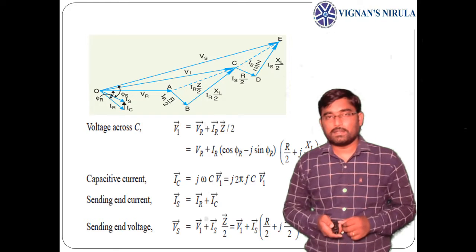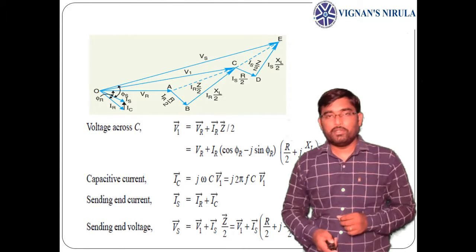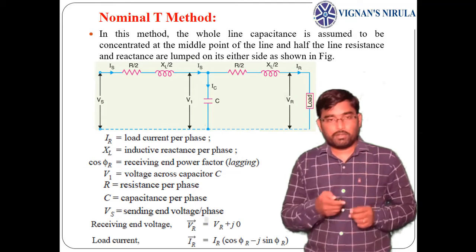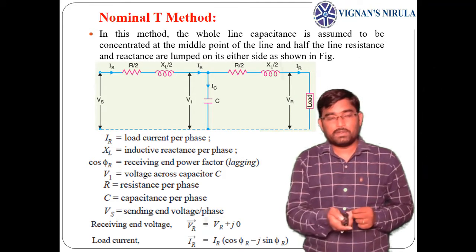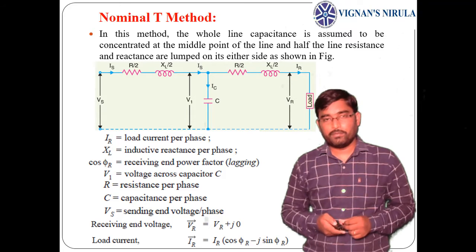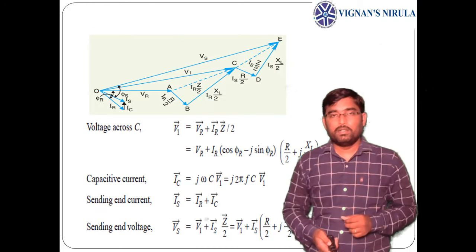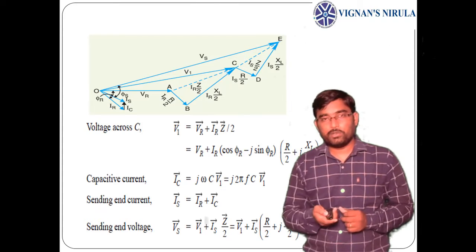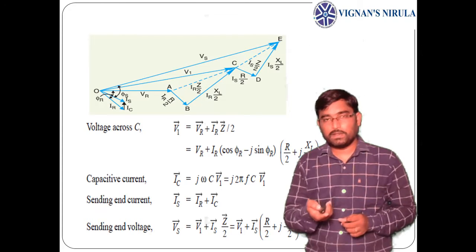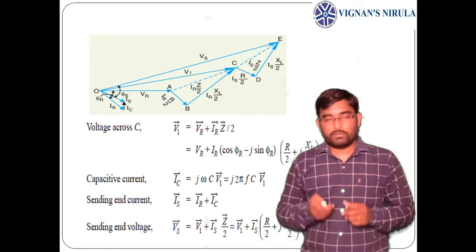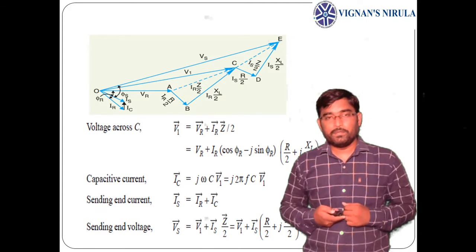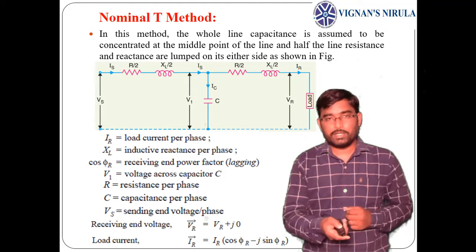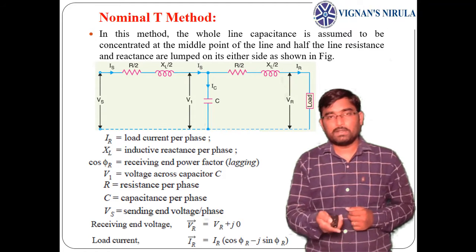Now if you apply KVL for the first loop, VS will be equal to V1 plus IS into Z by 2. For V1, I need to add IS into Z by 2, meaning IS into R by 2 plus j IS into XL by 2. But for that, I need to draw IS first. If you apply KCL at that midpoint, IS will be equal to IC plus IR.